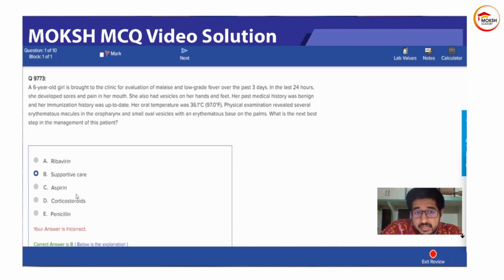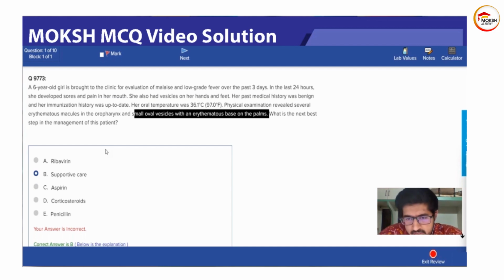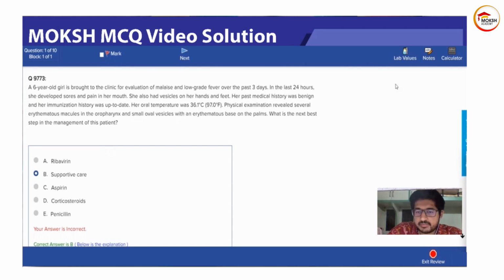Few things which might have confused people in this question is that there are some diseases which have this specific feature of rashes on palm and sole. Anyone would like to tell me which diseases? One is Coxsackie virus. There are a few other diseases which you should know from USMLE point of view and which can confuse you in the main exam. So basically, Coxsackie virus, Rocky Mountain spotted fever, and secondary syphilis. These are three diseases which usually present with rash involving the palm and sole.